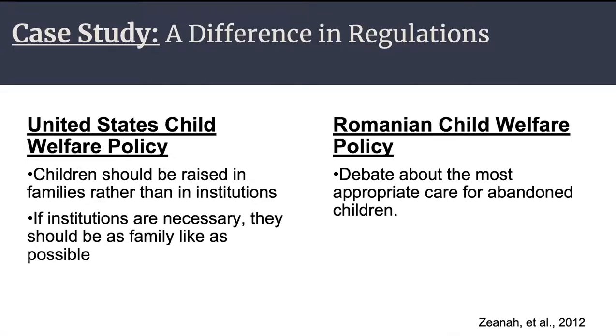So in the United States, we have a different set of policies on how children should be cared for. The United States says that children should be raised in families rather than institutions, and if institutions are necessary, they should be situated as family-like as possible. However, in contrast, in Romania at the time of the onset of the study, the question of foster care versus institutional care was far from settled. There was a lot of controversy about it.